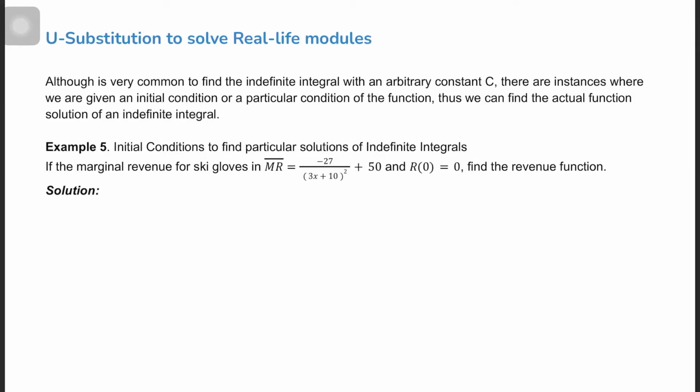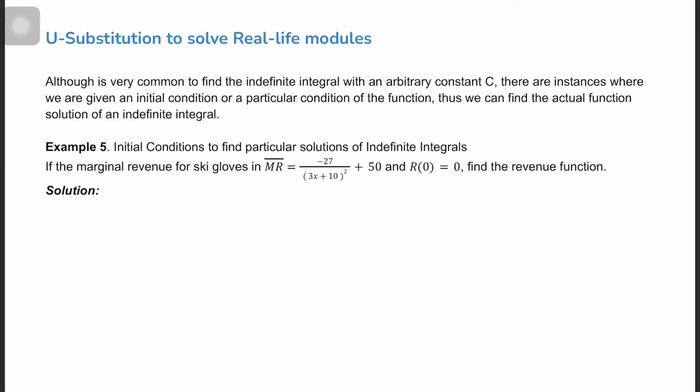All right, welcome back. So we're gonna try example number 5. In this example, we're gonna use u-substitution to solve real-life models. So let's jump in. If the marginal revenue for ski gloves is R-bar of x, which is equal to negative 27 all over the square of 3x plus 10, everything added to 50, and where the revenue at 0 is 0, find the revenue function.